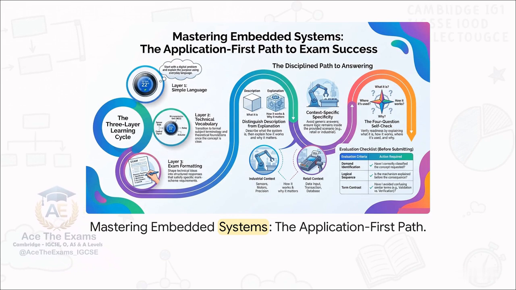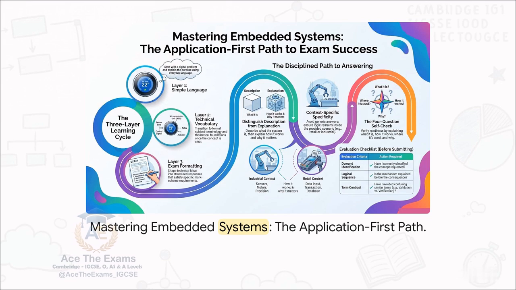Let's deconstruct this 3-layer learning cycle for embedded systems. You don't actually start with the code, you start with the application. Layer 1 is just simple language, like, what does the smart thermostat actually do? Then layer 2 shifts into technical vocabulary. We stop saying it reads the room and we start saying the sensor sends analog data to the microcontroller unit, which then triggers an actuator. Layer 3 is formatting that for the exam.